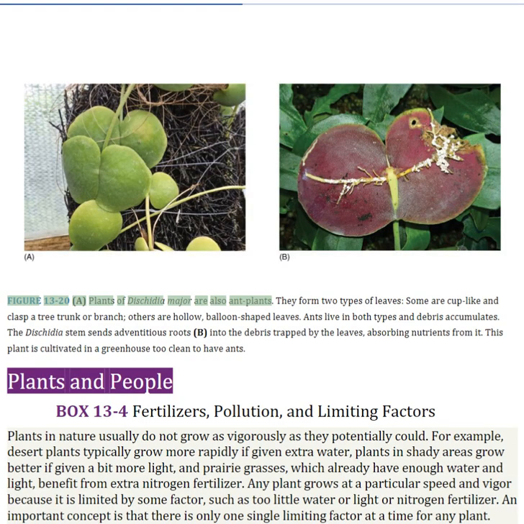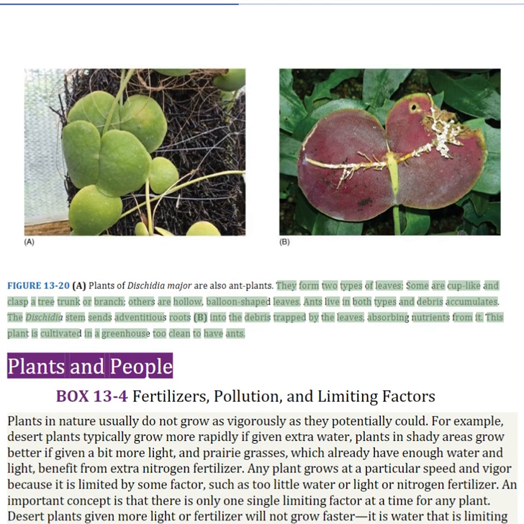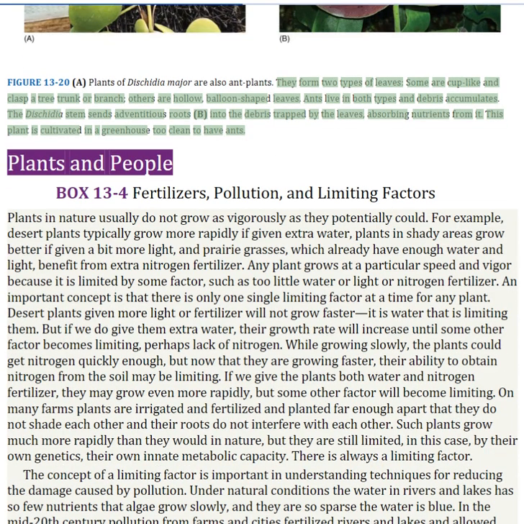Figure 13-20. Plants of Dischidia major are also ant plants. They form 2 types of leaves. Some are cup-like and clasp a tree trunk or branch. Others are hollow, balloon-shaped leaves. Ants live in both types and debris accumulates. The Dischidia stem sends adventitious roots into the debris trapped by the leaves, absorbing nutrients from it. This plant is cultivated in a greenhouse too clean to have ants.